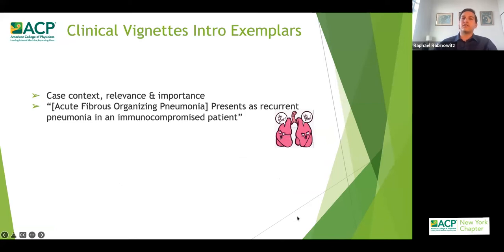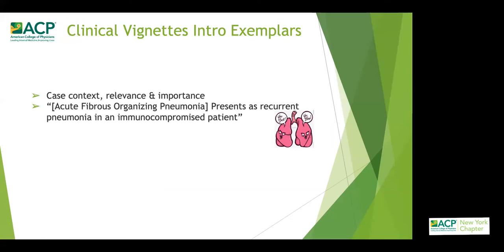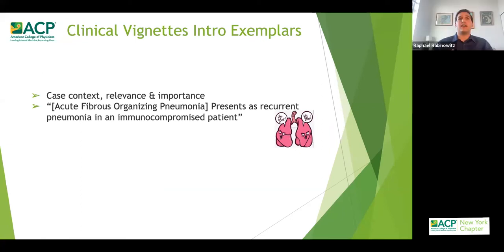Let's now talk about the introduction section. I like to think of an effective intro as we would a good illness script. That means it's concise, it's relevant, it highlights the distinguishing features, and it keeps out a lot of redundancy. So for example, in the case of the angry lungs, which was a case of acute fibrinous organizing pneumonia, they wrote, it presents as recurrent pneumonia in an immunocompromised patient. I think that is beautifully said.